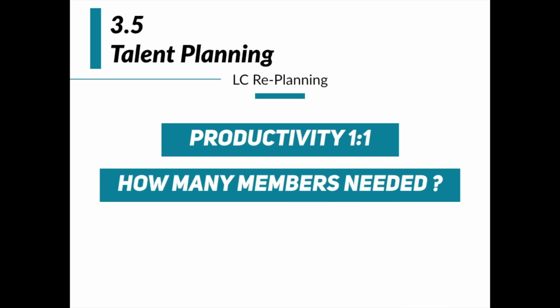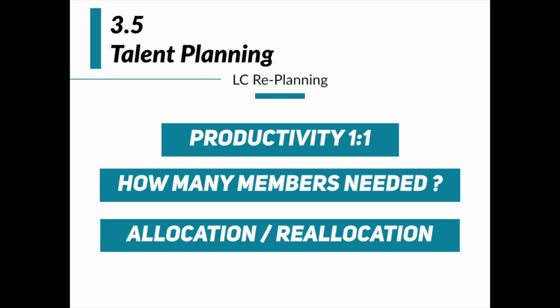The next question is how many members we need in order to achieve 3 to 1, and if we want to go higher, 1 to 1, how many members do we need? It's not only about the allocation, like, okay, I need 5 members, done, I need 10 members, done. It's not like that. It's about how you do the reallocation from the front office to the back office first.